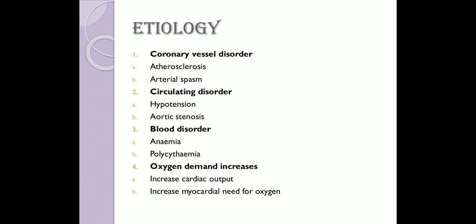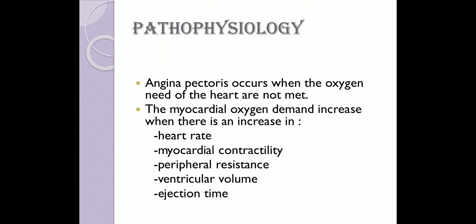Now the etiological factors include coronary vessel disorders, in that atherosclerosis and arterial spasm. Circulating disorders include hypotension and aortic stenosis. Blood disorders, in that anemia and polycythemia lead to decreased oxygen supply. Then next is oxygen demand increases, which also leads to angina pectoris, which includes increased cardiac output, increased myocardial need of oxygen. Then next is pathophysiology.